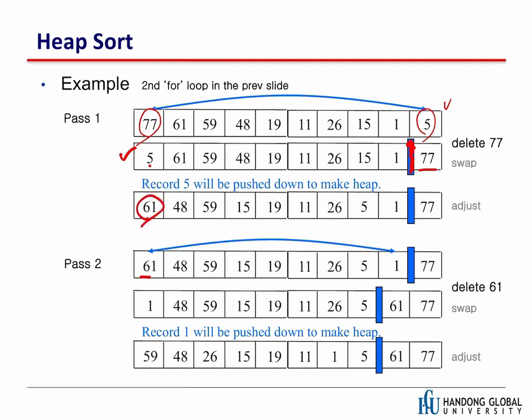So now we adjust. So 61 will be the root node, and then we swap this one and the last one of this max heap. And then after swapping, we have a sorted sublist, and this one is not a max heap, and by adjusting, we have a max heap again, and we do the same thing again and again. This is it.